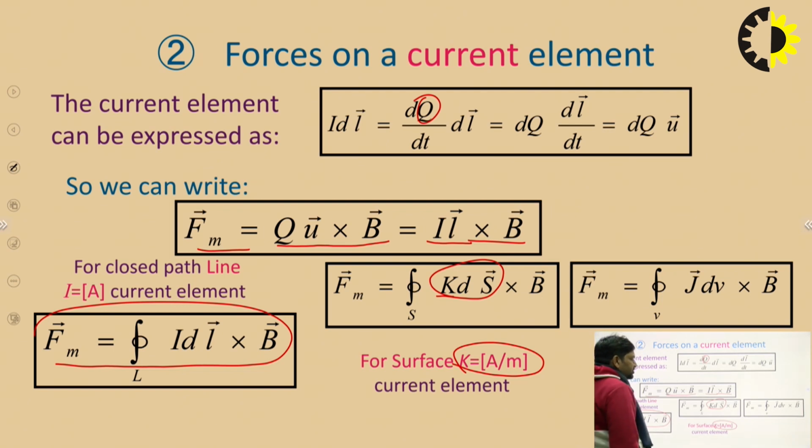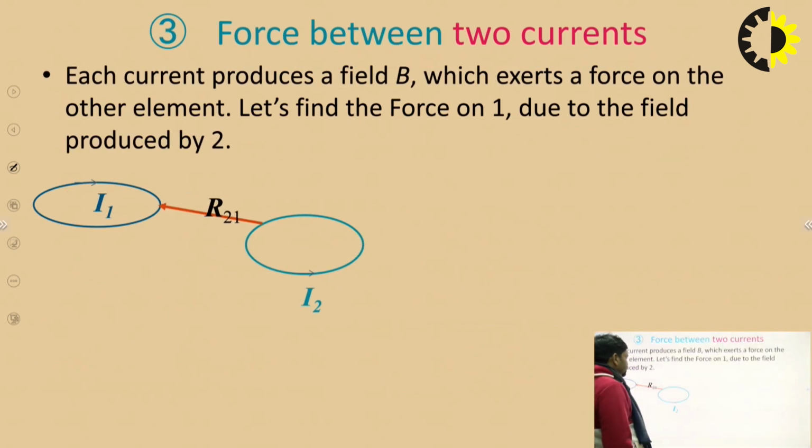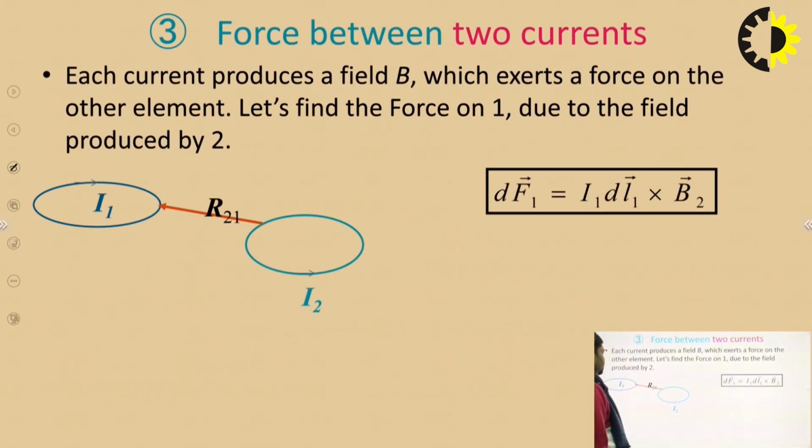When charge is distributed in volume per unit volume, that means if J is the current density, the magnetic force is equal to J dV cross B. So how do we calculate the force between two current elements? This is the first current element I1 dl1, here is I2 dl2, current is flowing. This is current element 1, this is current element 2. The distance between them is R21.